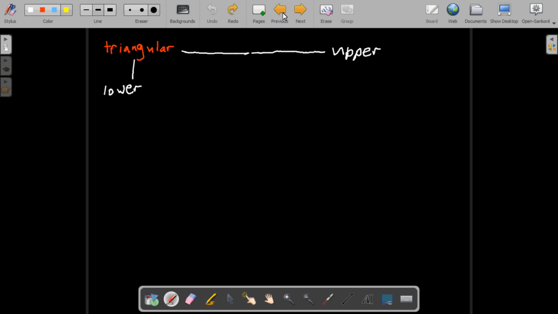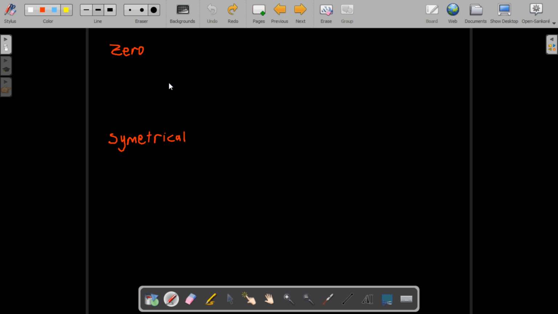A zero matrix, as the name suggests, is just a matrix with all zeros. It could be those as an example. This one doesn't have to be a square matrix, it's just a matrix with all zeros in it.